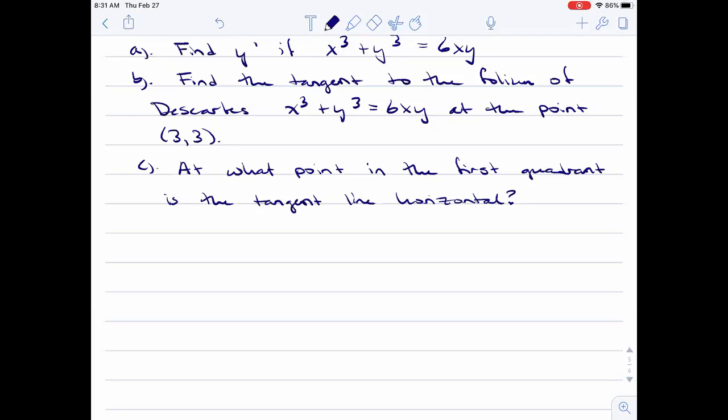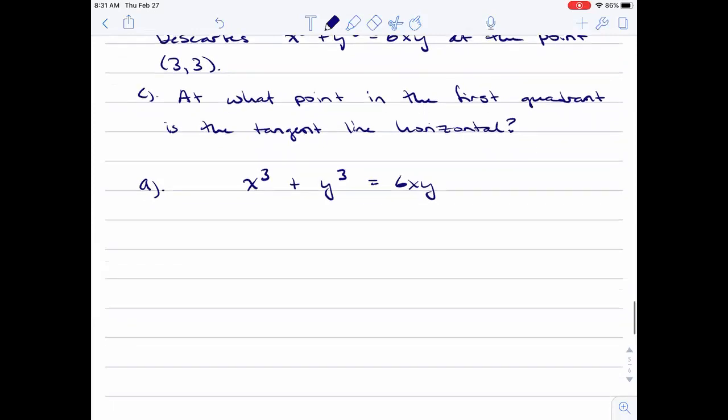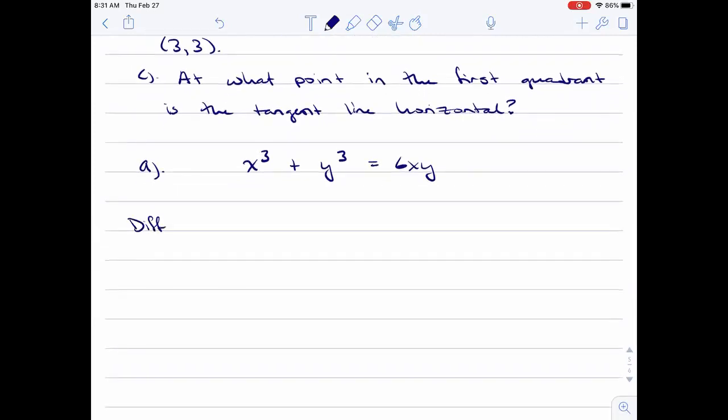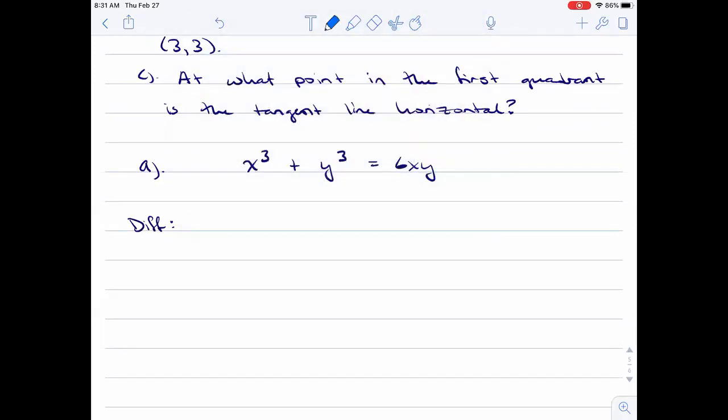All right, so for part A, if we just write out our function x to the 3 plus y to the 3 equals 6xy, if I have to differentiate this with respect to x, then all the x's get treated the same, right? And the only key thing here is that I've got an x times y. So here I'm going to need to use the product rule.